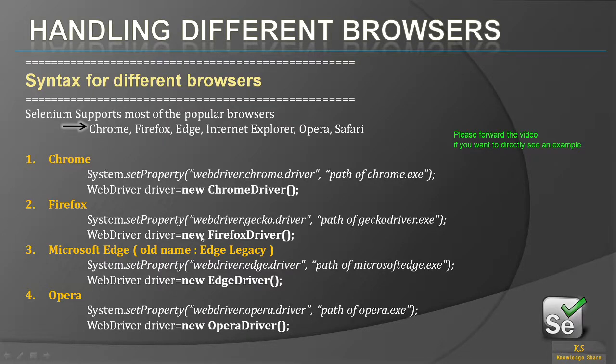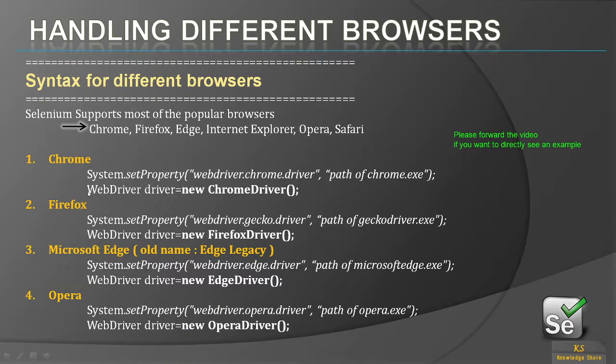If you observe the syntax, it's very similar for all the browsers. Just that in the set property, you have to replace the WebDriver keyword with the respective browser. If you see Chrome, we have placed Chrome, and for Firefox we have the Gecko driver, Gecko, and for Microsoft Edge we put just Edge, and for Opera we just put Opera, and the respective paths of the exe files of browsers.